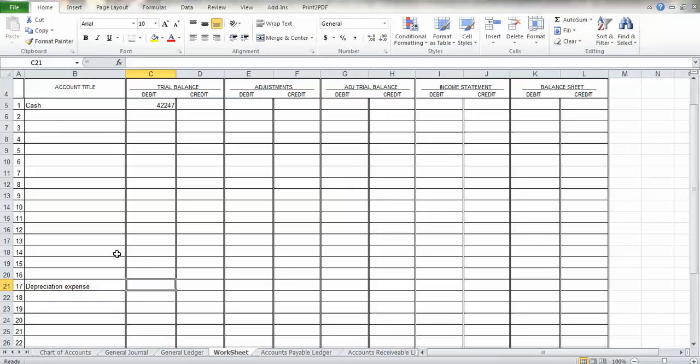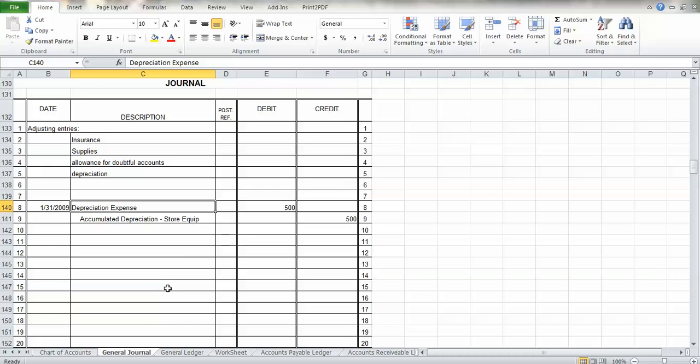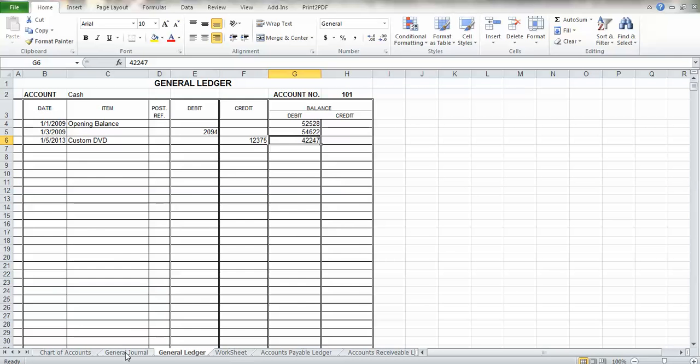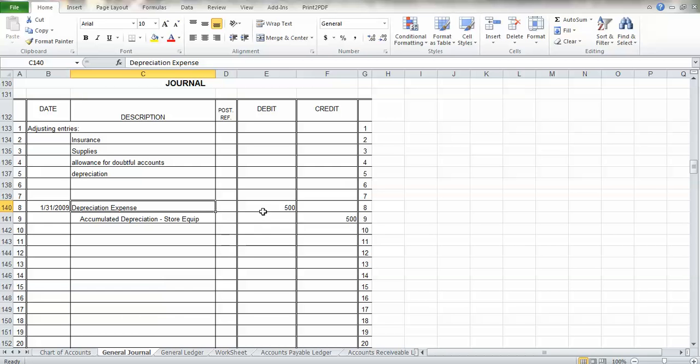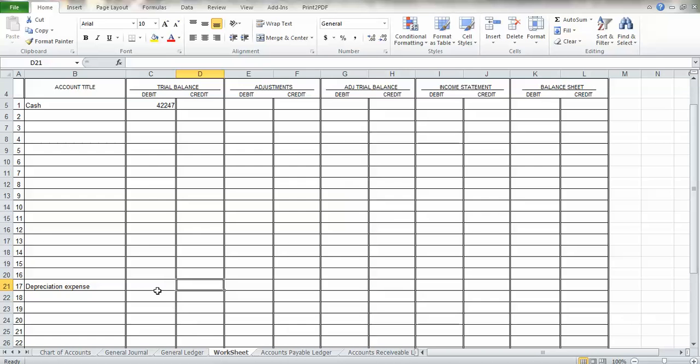and it's going to have a zero balance, right? Depreciation expense is a temporary account, so it's zero on the general ledger, right? So our adjusting entry adds $500 to that, so we'll put in our adjustment of $500, right? So now how does this affect our adjusted trial balance?